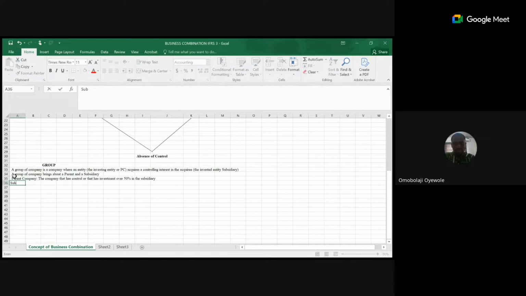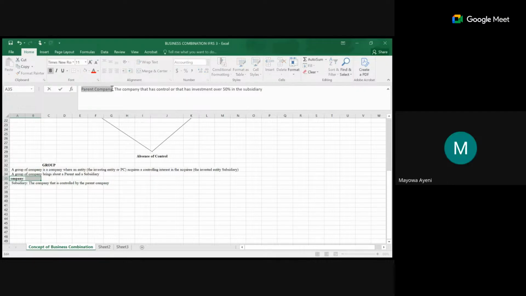Then who is a subsidiary? A subsidiary is the company that is controlled by the parent company. The subsidiary is the company that is controlled by the parent company. Are we on the same page? Yes. Okay.